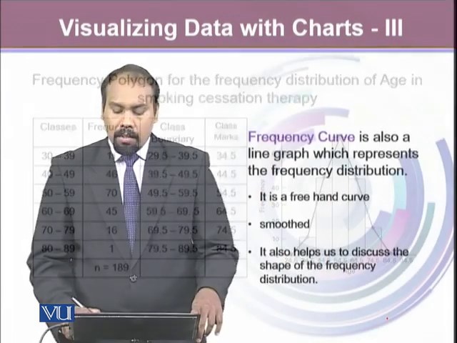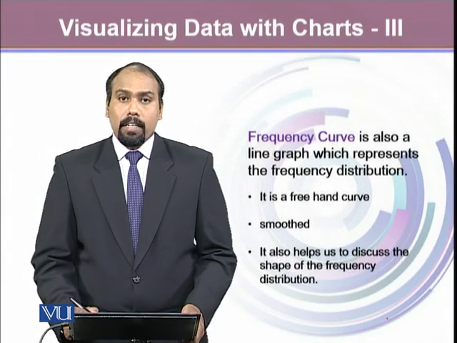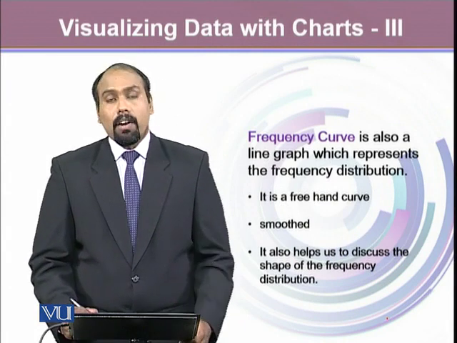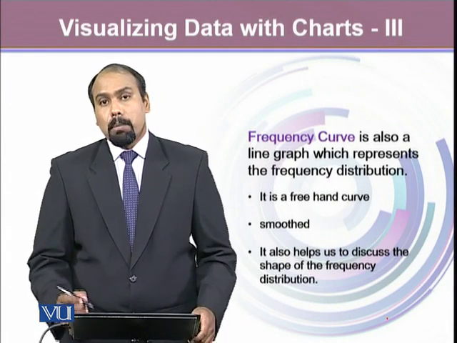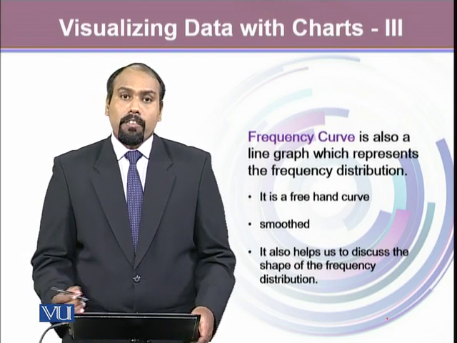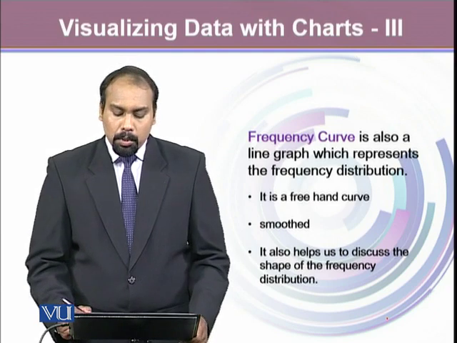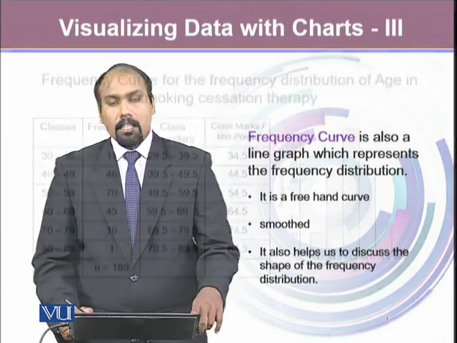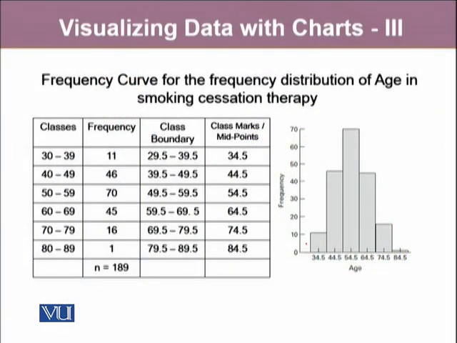A frequency curve is the third type of graph which we use to represent the shape of our frequency distribution. This is also a line chart, which is a freehand curve. It is a smoothed curve, and it also helps us to discuss the shape of our frequency distribution. For our data, we can overlay our frequency distribution over here, and it's a freehand curve. So this line is called a frequency curve, which talks about the shape of our data.